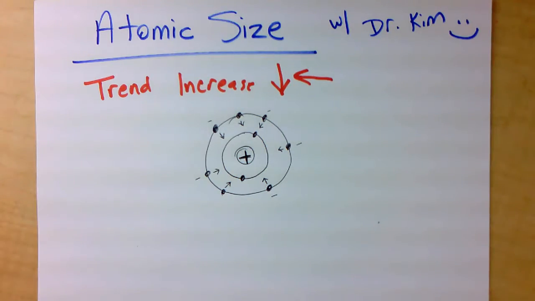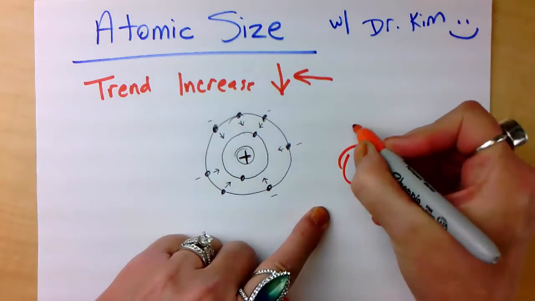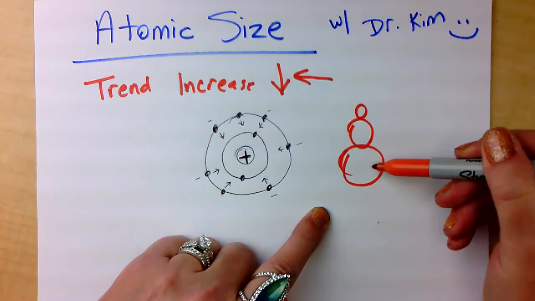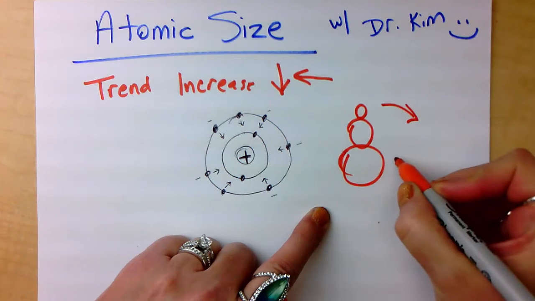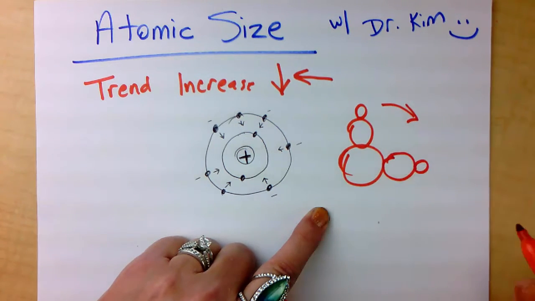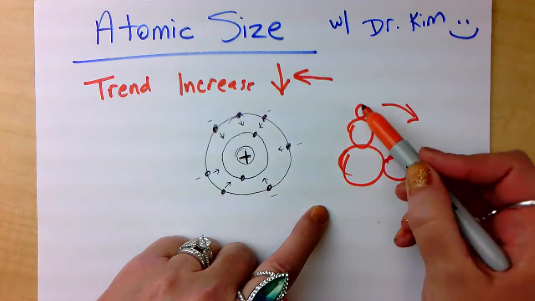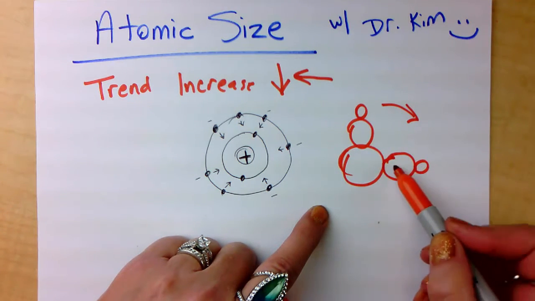Now this is really silly, but if you think of it, it's like a snowman. We get bigger as we go down, and now let's knock the snowman over. So we knock the snowman over and we get bigger to the left. So we get bigger as we go down and we get bigger to the left.